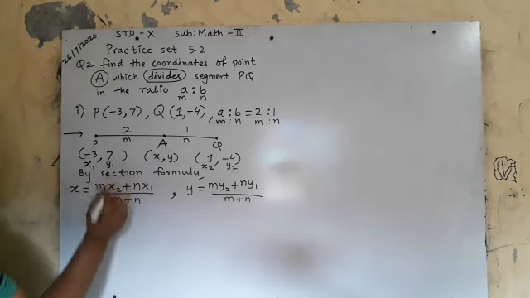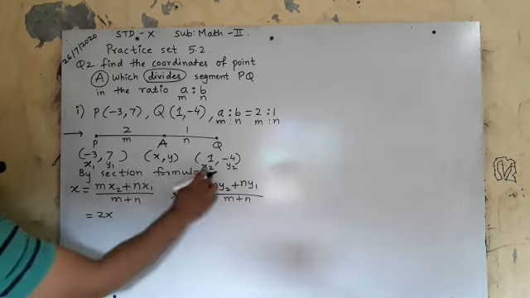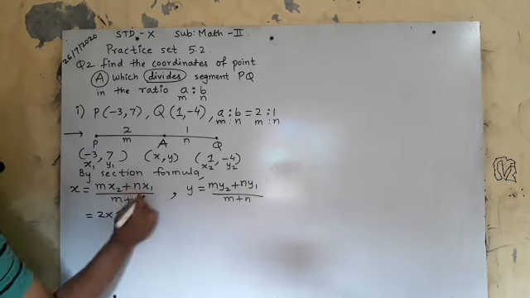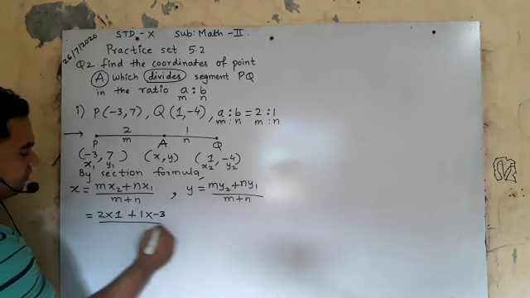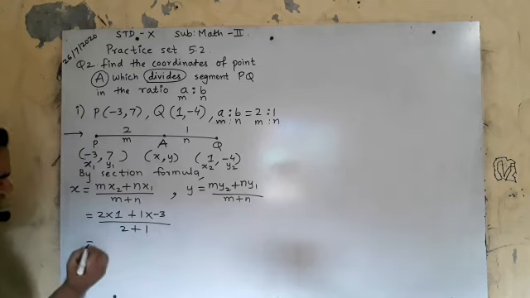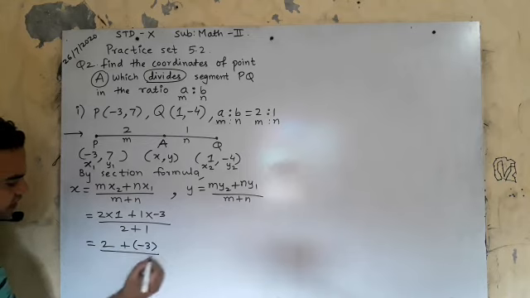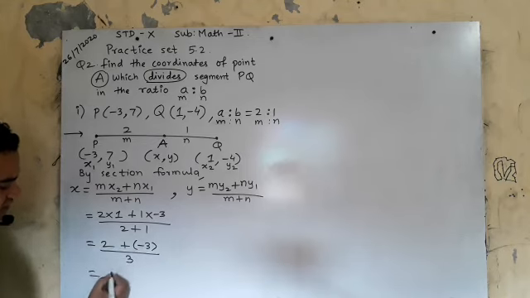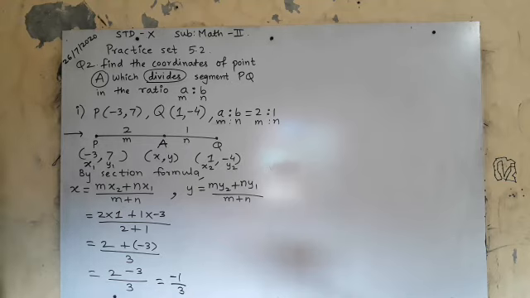What is the m value? 2 into x2. And between m and x2, what is there? Multiplication. x2 is how much? 1. Plus the n value is how much? 1 into x1, how much? Minus 3, upon the m value 2 plus the n value 1. So what is the answer? 2 ones are 2, plus 3 ones are minus 3, upon 2 plus 1, 3. So the answer will come 2 minus 3 is minus 1, upon 3. Is it clear? So the x value will be minus 1 upon 3.